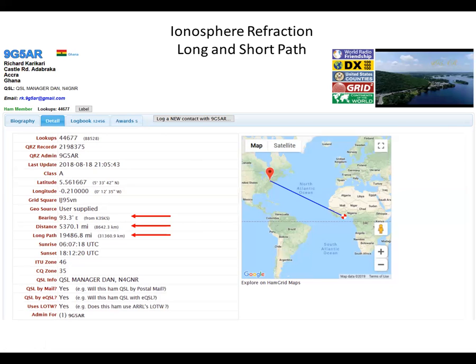It also gives you other information, when sunrise and sunset would be at the other station in UTC time, and what zone it's in, ITU zone, CQ zone, and a bunch of other information. So that's just where you can see some information on the long path and the short path. That's what that is.